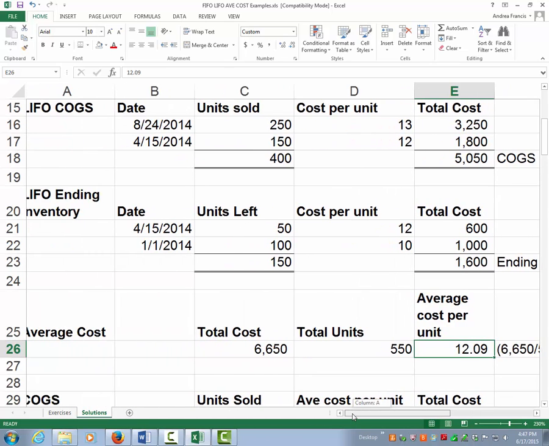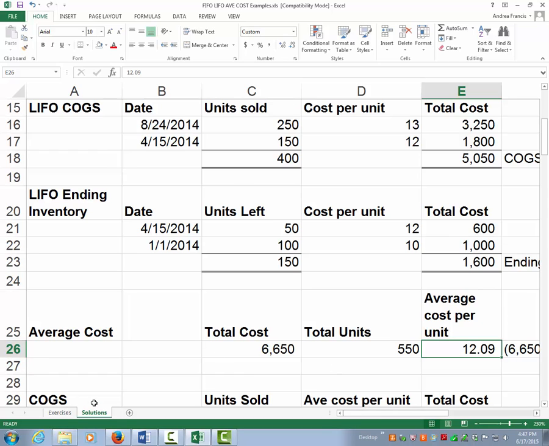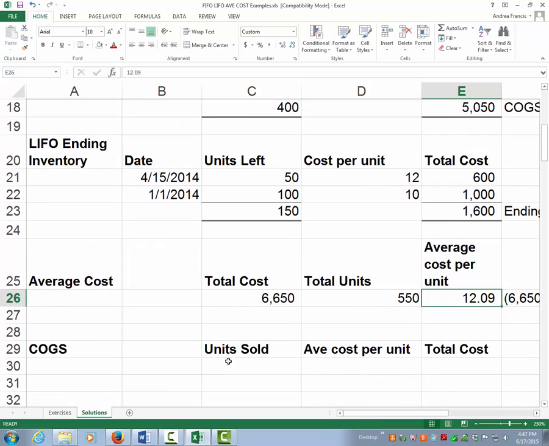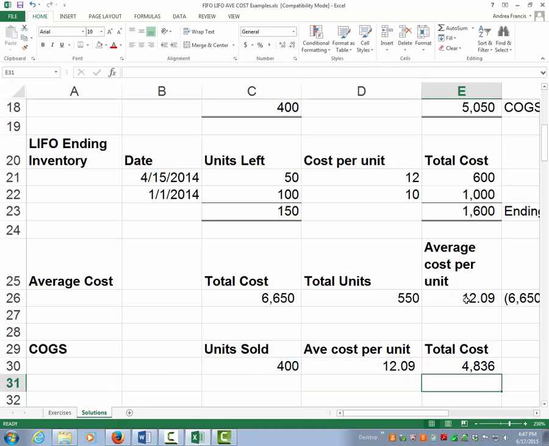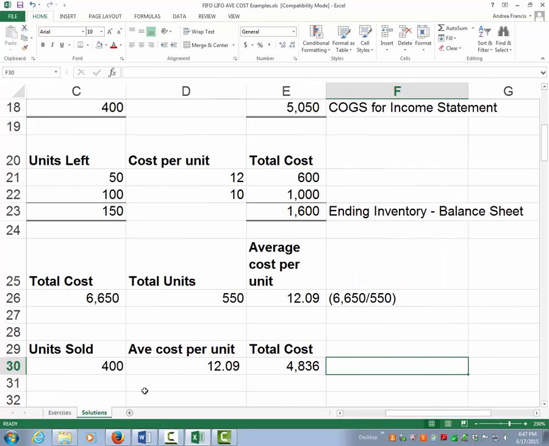And what we'll do in the second step to calculate our cost of goods sold is we ask how many units were sold, and we know from the question that 400 units were sold, and we take our average cost per unit and multiply 400 units sold times the cost per unit, which gives us 4,836 cost of goods sold. So this was 400 times 12.09.